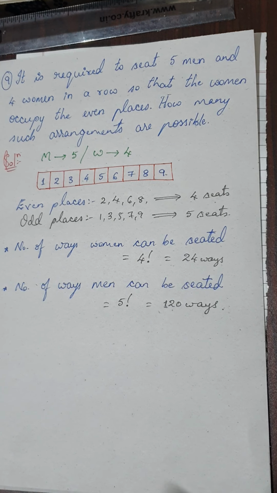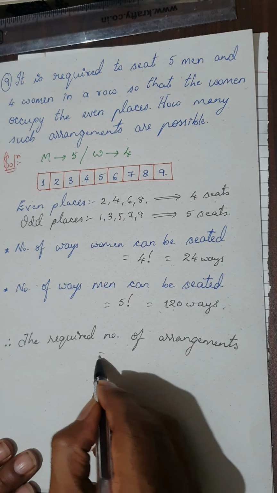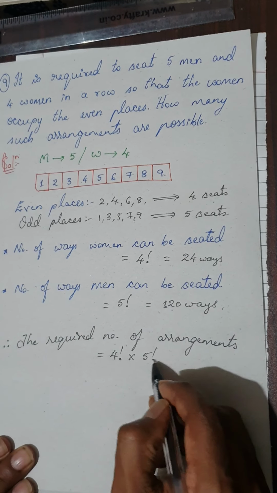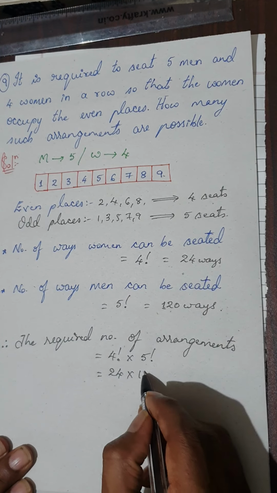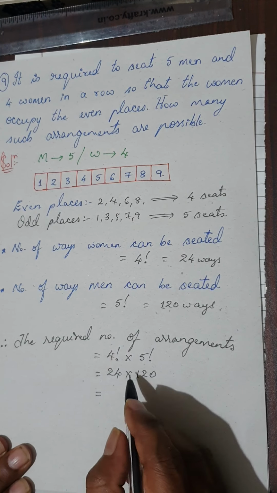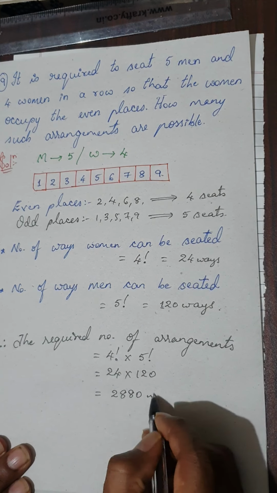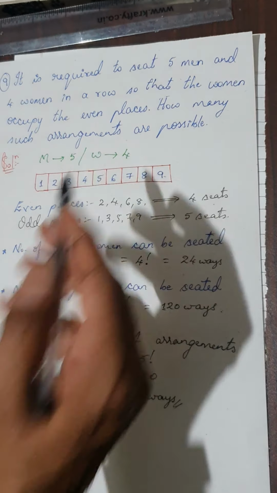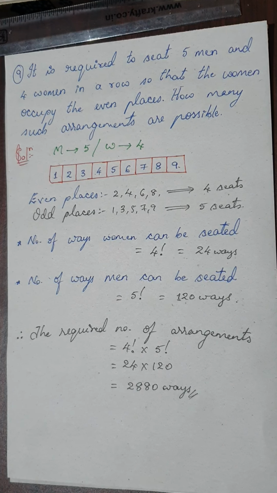Therefore, the required number of arrangements is equal to women arrangement 4 factorial times men arrangement 5 factorial. That is 24 into 120. If you multiply, you will get 2880 ways. So this would be the final answer for the given question.